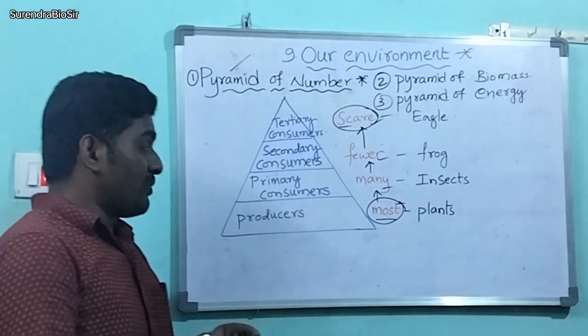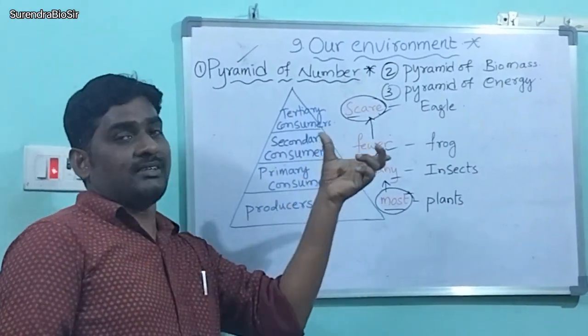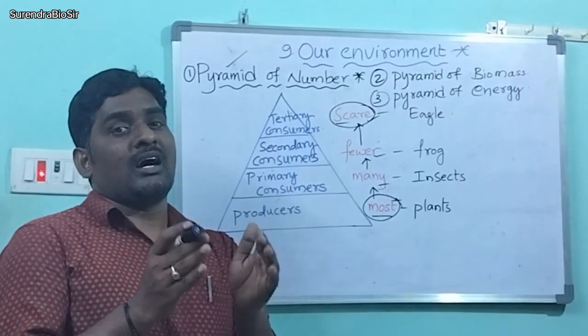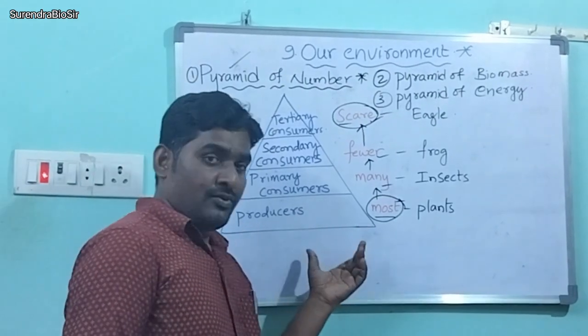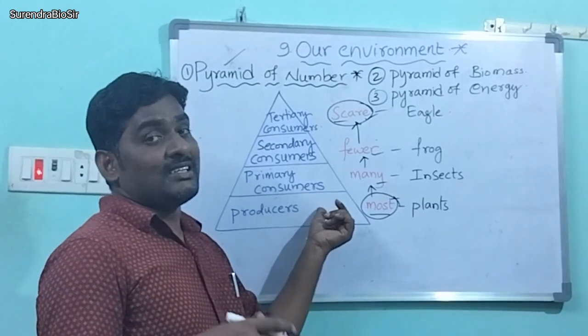So when you observe the pyramid of numbers, the size of the organism is increasing, but the number of organisms is decreasing. This is the relation between the food and the feeder. So the organism size is increasing.